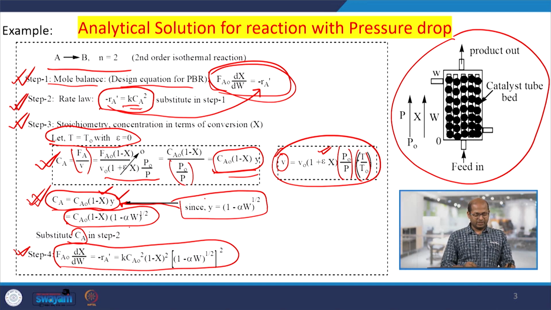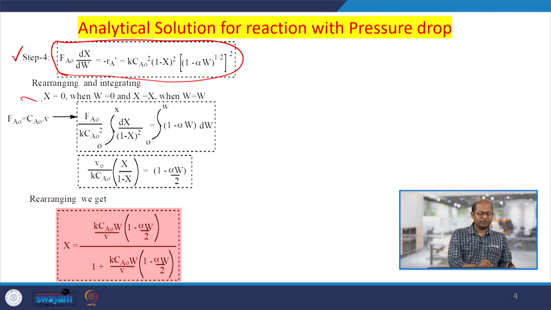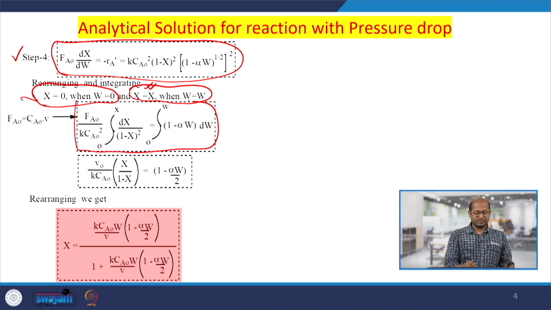So, the final equation is obtained after rearranging. If we integrate with respect to x equal to 0, the weight of the catalyst W equals 0, then conversion X equals 0. And when W equals W, meaning W amount of the catalyst is placed inside the reactor, then the conversion would be X. So, with that, we integrate after rearranging these equations.